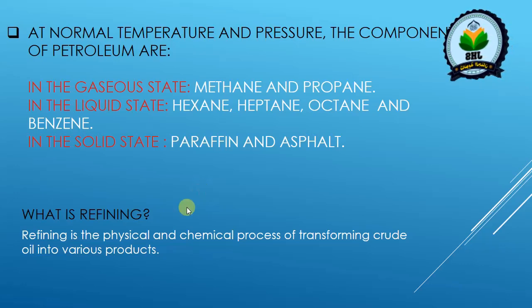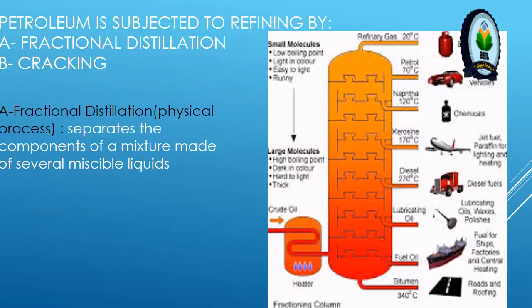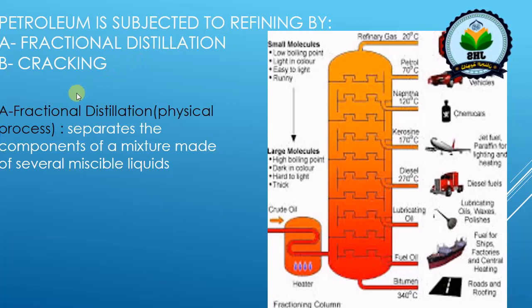Now, what is refining? Refining is the physical and chemical process of transforming crude oil into various products. The physical process is fractional distillation, and the chemical process is cracking. Now we're going to talk about these two. Petroleum is subjected to refining by fractional distillation and cracking. The first one, fractional distillation, is a physical process.